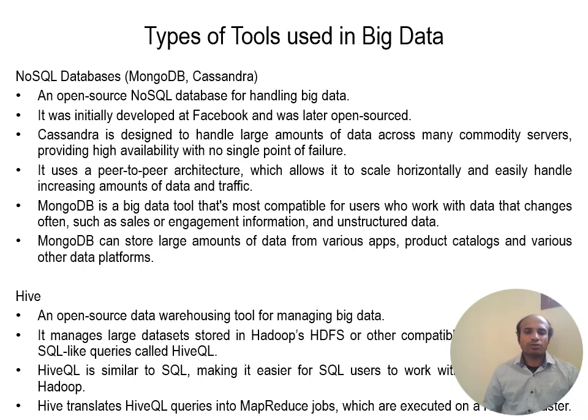Cassandra is an open source NoSQL database for handling big data. It was initially developed at Facebook and was later open sourced. Cassandra is designed to handle large amounts of data across many commodity servers, providing high availability with no single point of failure. It has a peer-to-peer architecture which allows it to scale horizontally and easily handle increasing amounts of data and traffic.